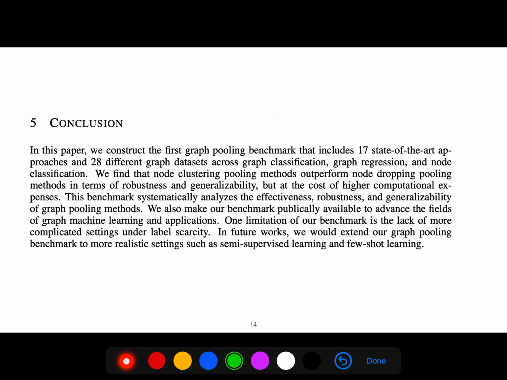So we construct the first graph pooling benchmark that includes 17 state-of-the-art approaches and 28 different graph datasets across graph classification, graph regression, and node classification. We find that node clustering pooling methods outperform node dropping pooling in terms of robustness and generalizability, but at the cost of higher computational expenses.